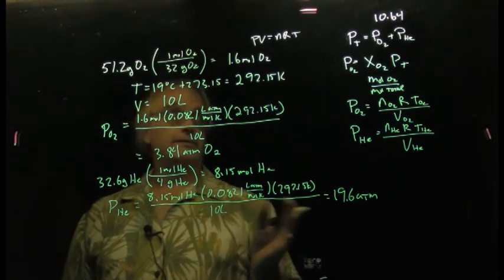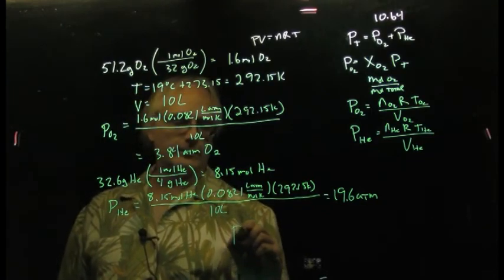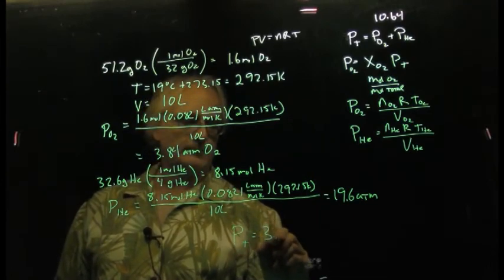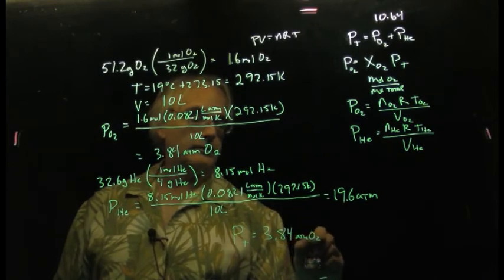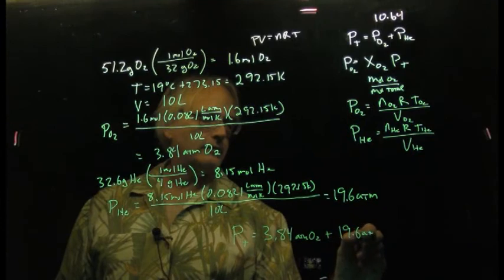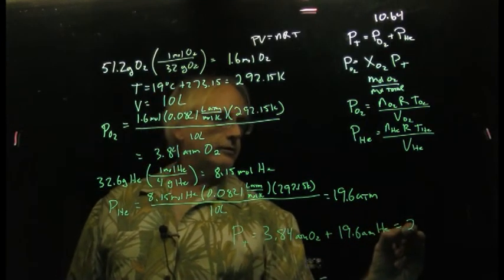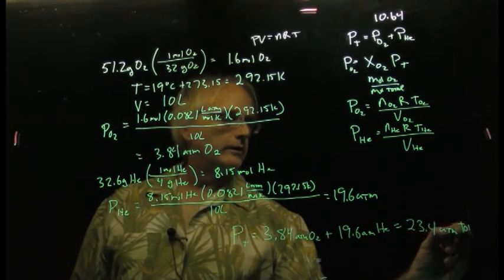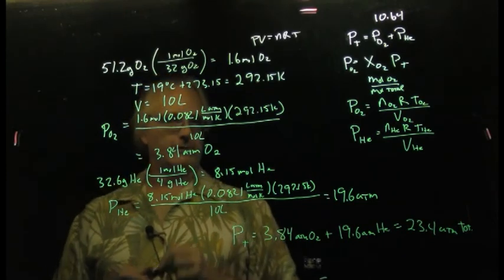So the partial pressure of the helium is a lot higher than the partial pressure of the oxygen. And then simply the total pressure, the last thing this particular problem wants, is really quite simple now. The partial pressure of the oxygen, atmospheres O2, plus the partial pressure of the helium, 19.6 atmospheres helium. And we punch that out on our calculators, 23.4 atmospheres total. Okay, and so there it is, a gas mixture question.